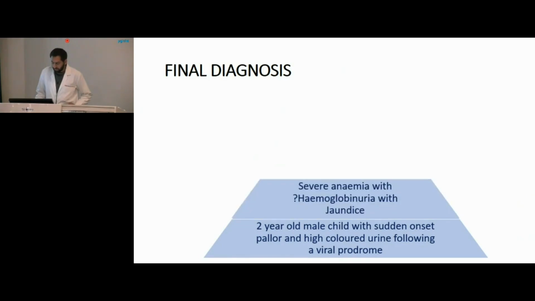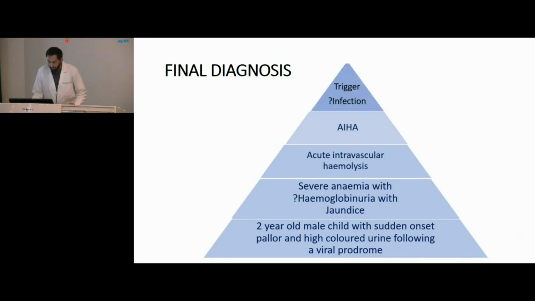So the final diagnosis was a 2-year-old male child with sudden onset of pallor and high colored urine following a viral prodrome. Initial possibility was severe anemia with query hemoglobinuria with jaundice, and acute intravascular hemolysis was thought, most likely autoimmune hemolytic anemia, and mostly triggered by an infection.